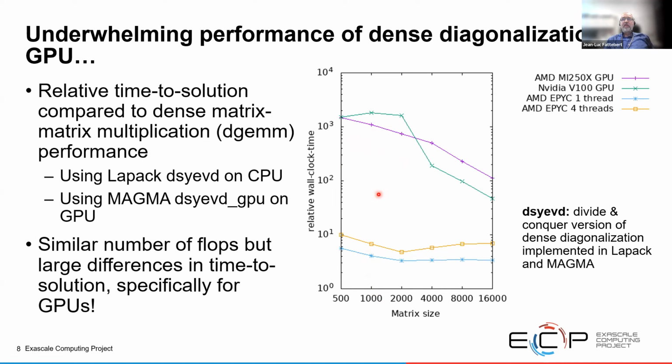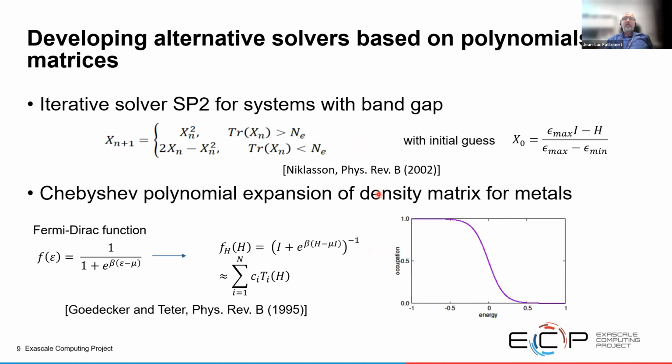So it motivates some of the algorithmic development we've been doing. These are two specific algorithms we've been focusing on to solve these problems: one for systems with a band gap and one for general metallic systems. And these are two examples of algorithms based on matrix multiplications only.